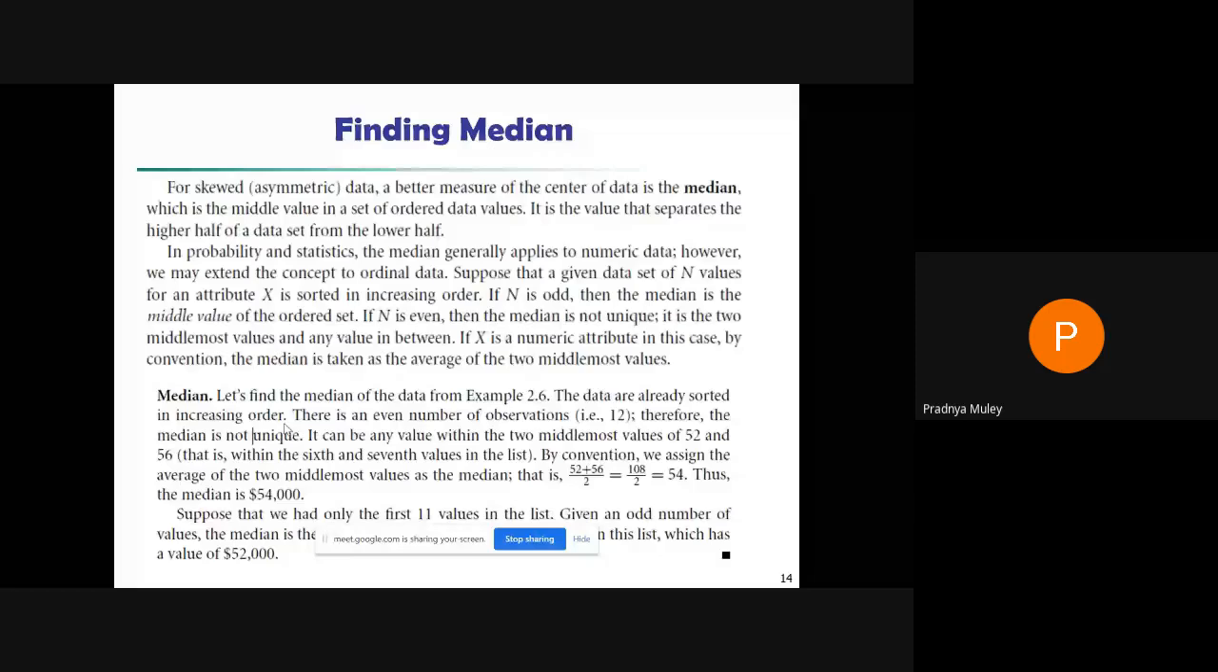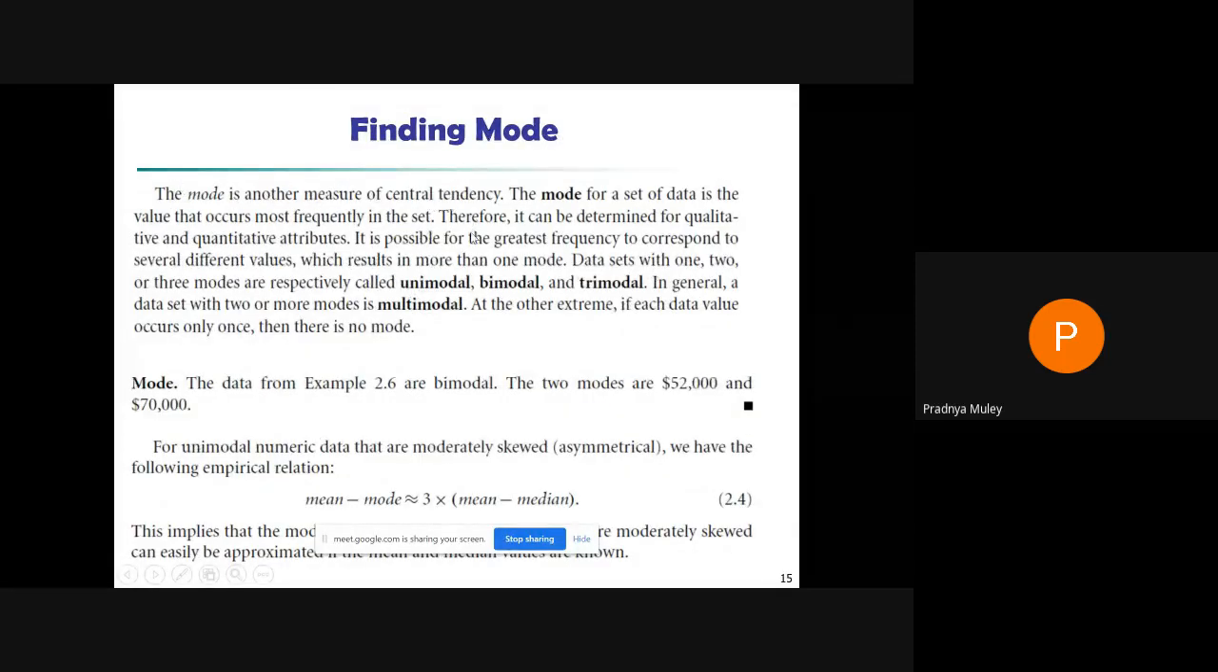Now, what is mode? The mode is another measure of central tendency. The mode for a set of data is the value that occurs most frequently in the set. Therefore, it can be determined for quantitative and qualitative attributes. It is possible for the greatest frequency to correspond to several different values, which results in more than one mode. Now, what is mode actually? The mode is the most frequently occurring value.